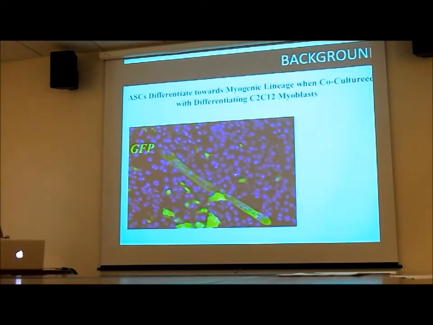And just to make sure that the GFP signal was not because of some leakage through gap junction or something.